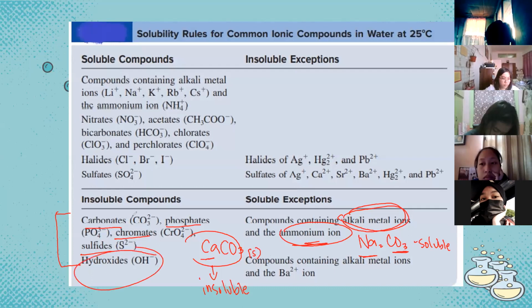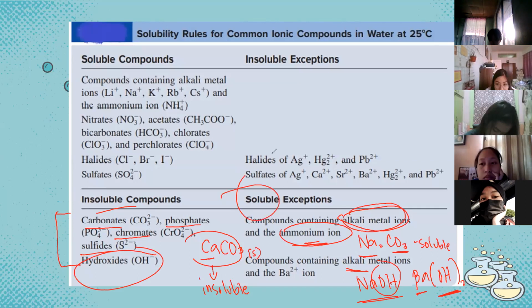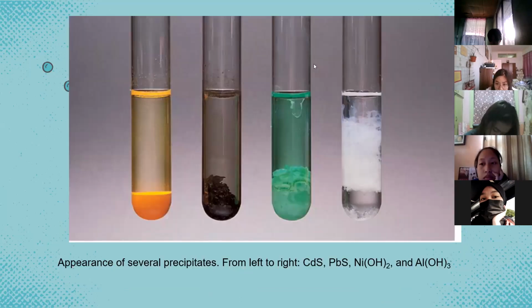The hydroxides are also insoluble except for those na pag ang partner ni hydroxide ay alkali metal or the barium ion, magiging soluble siya just like NaOH. This is soluble sa water, though meron kang presence ni hydroxide diyan. Or barium hydroxide. So kahit na may presence ni hydroxide diyan, since barium ang partner niya, soluble pa rin siya. Okay? So yan yung tandaan ninyo to predict whether a precipitate will be formed or hindi.